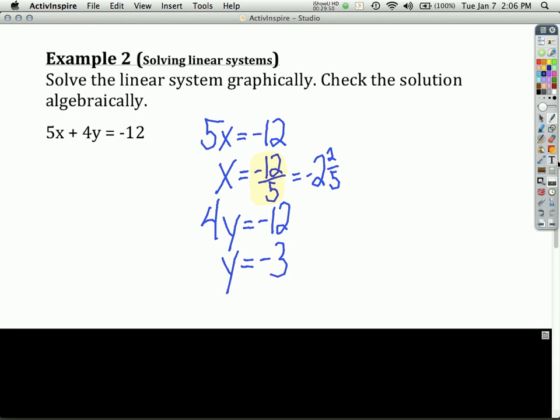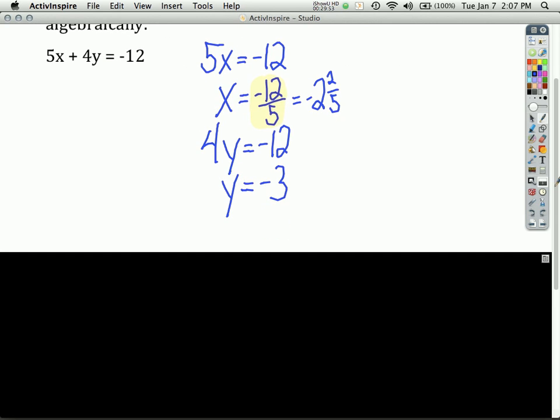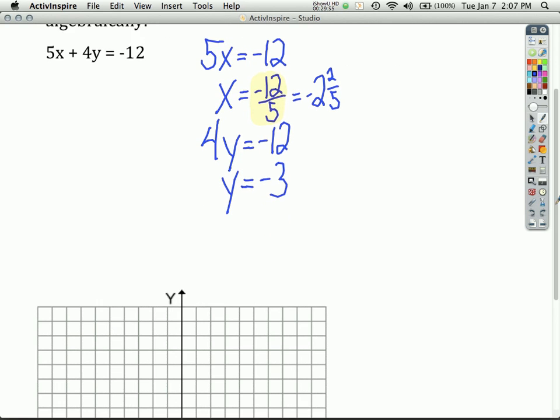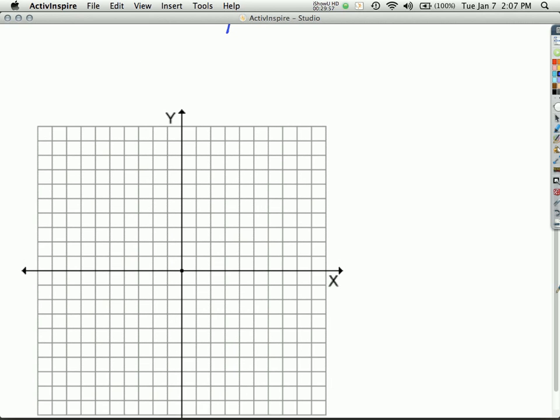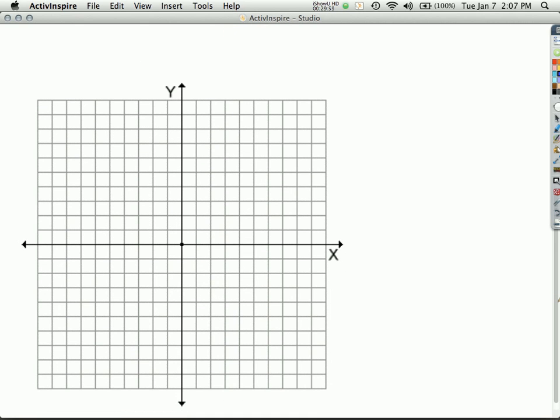Okay? So now we want to graph this. So we need a grid. So set up a grid, or hopefully you either already have it set up or are in the process of setting it up.